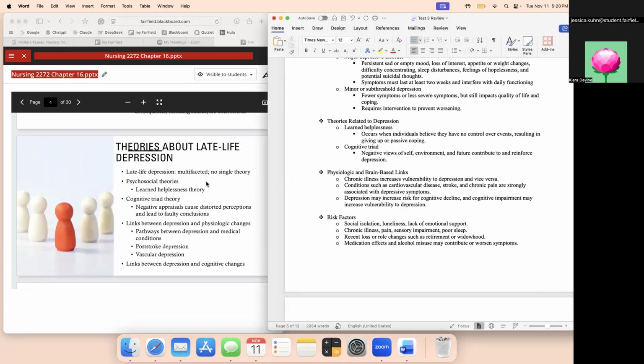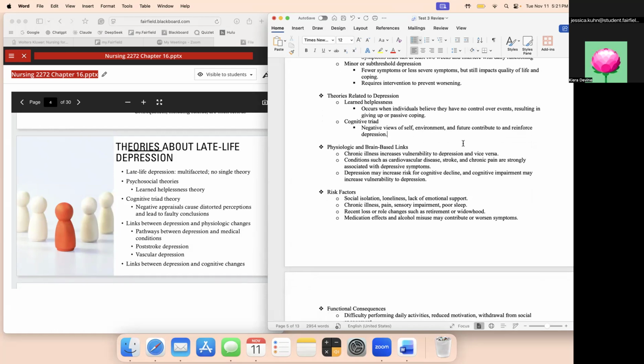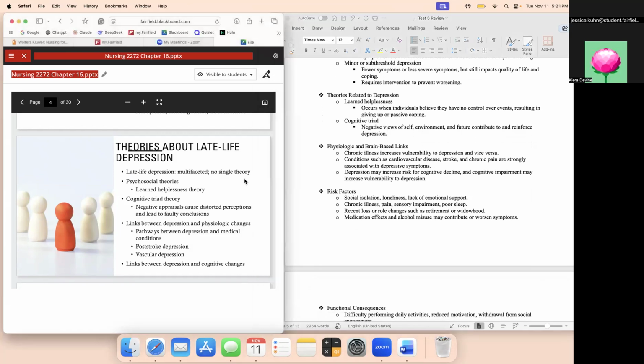There's no single theory, but there are two that we touch on here. There's learned helplessness: ageism has led older adults to believe that as aging happens, we lose control over things. There's no point in trying. The learned helplessness leads to this what's-the-point kind of thing. And then there's the cognitive triad, which is a negative view of self, environment, and future that contribute to and reinforce depression.